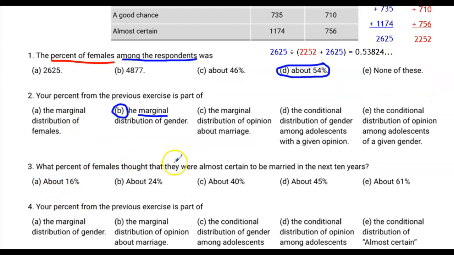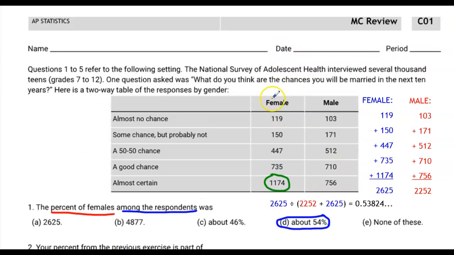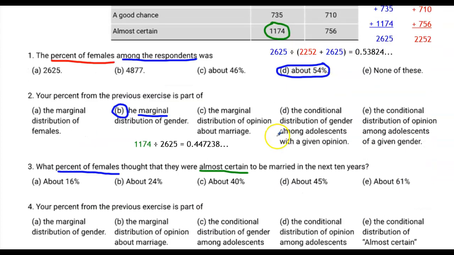For number three, what percent of females thought they were almost certain to be married in the next 10 years? It's asking percent of females. So I'm not dividing by this large number, which is 4,000, about 900. We're going to be dividing by the total number of females. These females were almost certain. Remember, we're only looking at the female column, 1,174. We're dividing that number by the total number of females, right? And we're getting 0.447. That's about 45%.